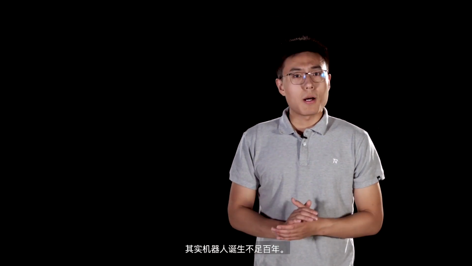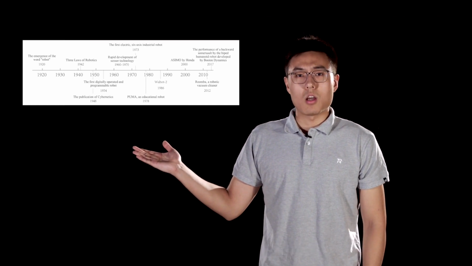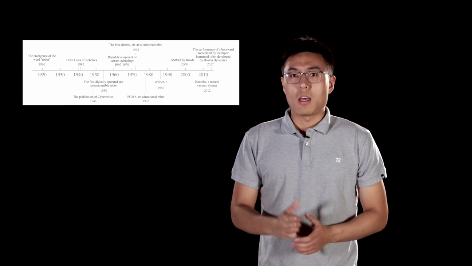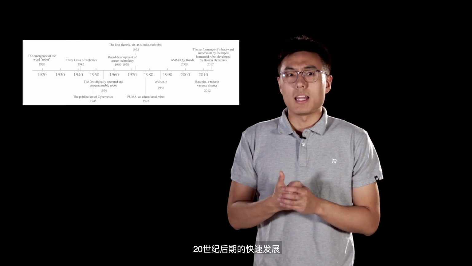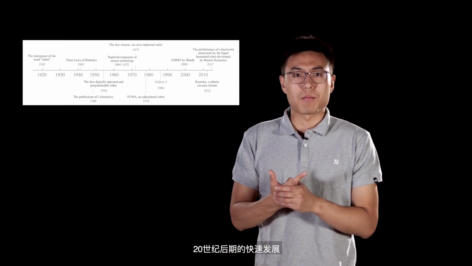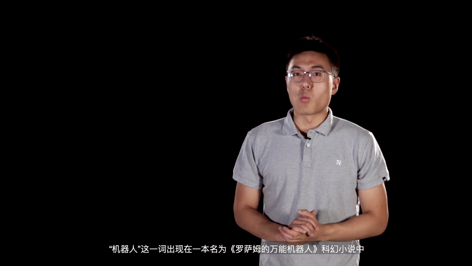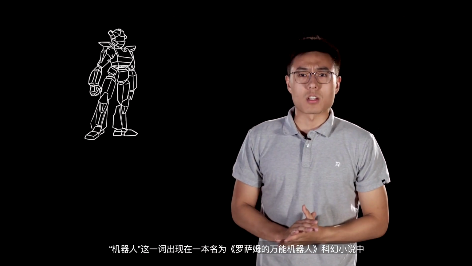As a matter of fact, robots have existed for less than a century. This timeline shows the evolution of robots. According to this timeline, the evolution of robots can be roughly divided into 3 stages. The origin of robots in the 1920s, the fast development of robots in the late 20th century, and modern robotics in these couple of years in the 21st century. In 1920, the word robot firstly appeared in a work of science fiction entitled Rossum's Universal Robots. In this book, a robot was described as an industrial product that is designed to perform arduous tasks. This robot is untiring and doesn't need to eat and sleep. Well, this is the origin of the word robot.